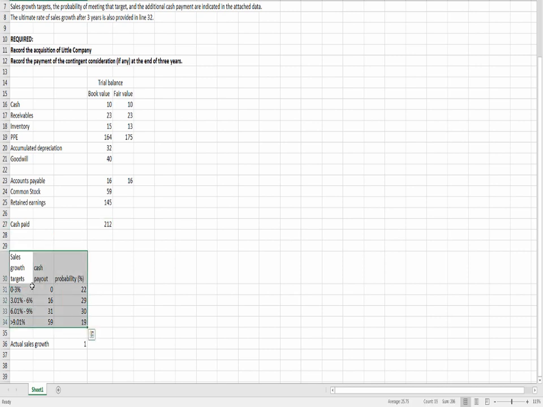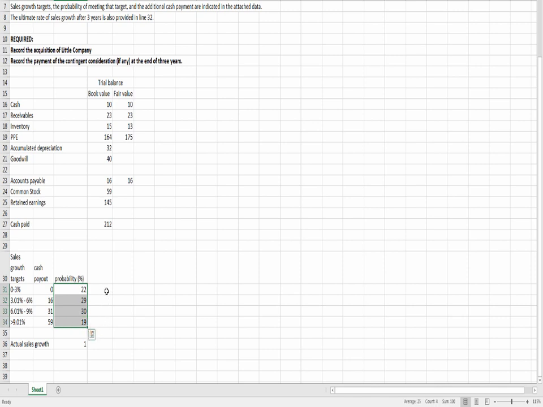So here we have the additional data. Basically, if sales growth is from 0 to 3%, there will be a 0 additional payout, and there's a 22% chance of that happening. That's a subjective estimate. Between 3 and 6%, there's a $16 cash payout. Between 6 and 9%, there's a $31 cash payout. And above 9%, there's a $59 cash payout. And again, these are the probabilities of those various outcomes happening.